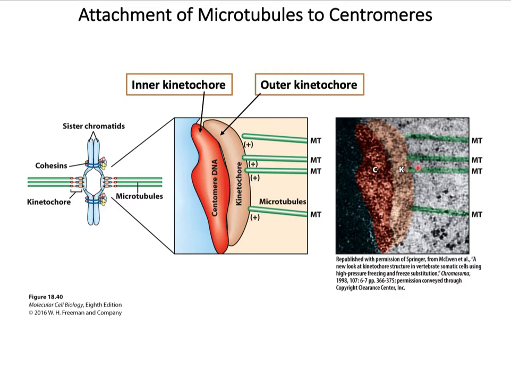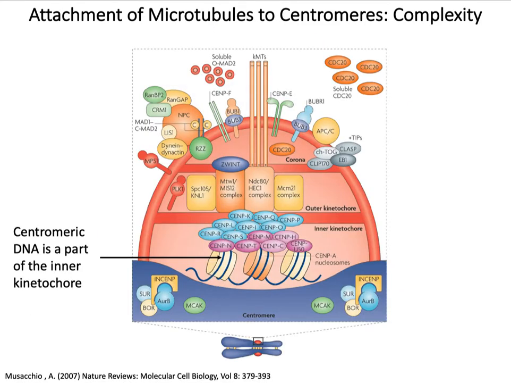And here you can see an artificially colored transmission electron micrograph, and of those green microtubules interacting with the light brown outer kinetochore protein complex. It also shows the inner kinetochore with the centromeric DNA in the dark brown and the chromosomal DNA in the blue-black. Now we're going to look at these complexes in much more detail.